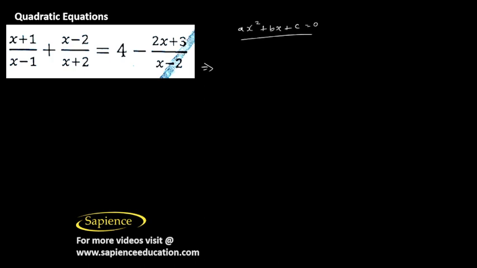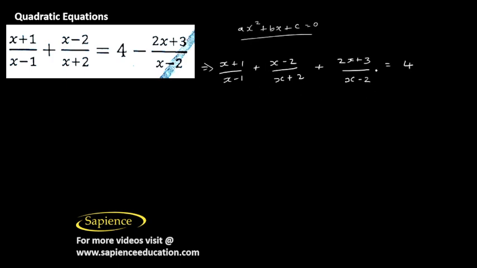First, let us take all the variables to the left hand side so that we will be dealing with them separately, and we can deal with the number 4 at last. So x plus 1 divided by x minus 1 plus x minus 2 by x plus 2, and we are taking the minus 2x plus 3 divided by x minus 2 from the right hand side to left hand side. So the minus becomes plus: 2x plus 3 divided by x minus 2 equal to 4.